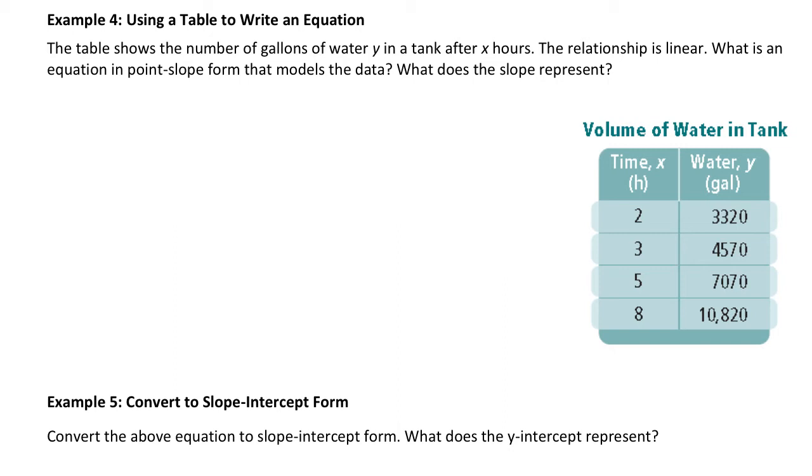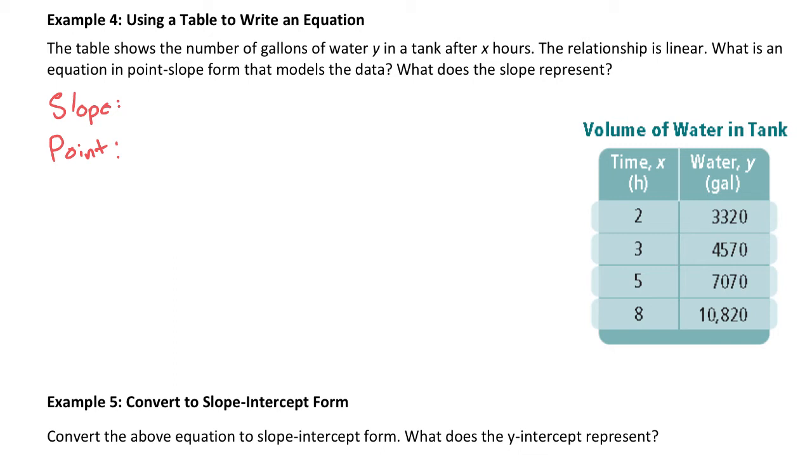So, for this, I need 2 things. I need the slope, and I need a point. So to find the slope, I'm going to pick any 2 points and find the slope between those 2 points.